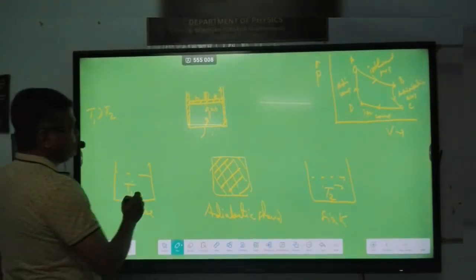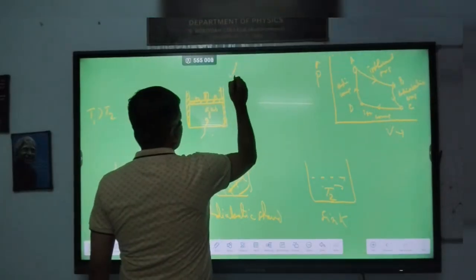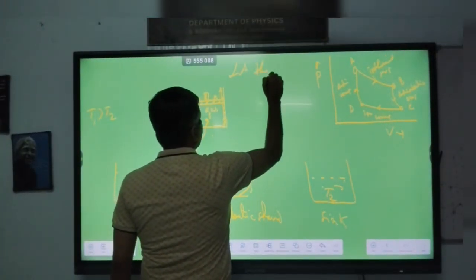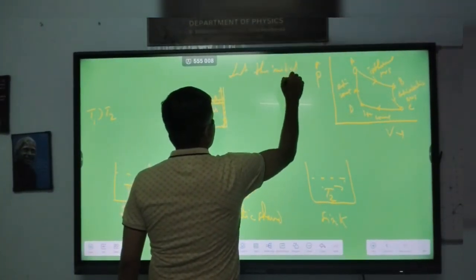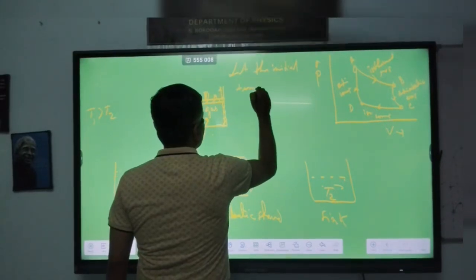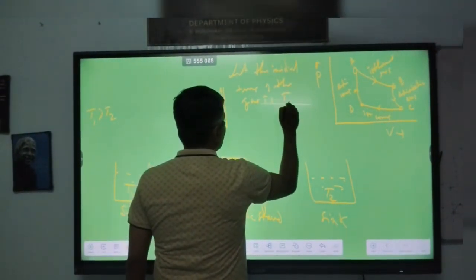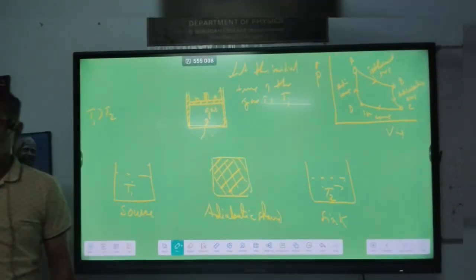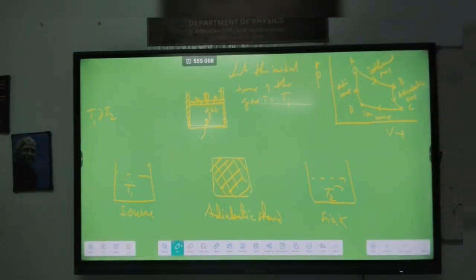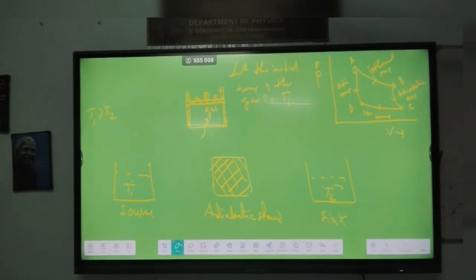So let me assume the initial temperature of the gas is Ti. Now how will I visualize the whole process, you see.